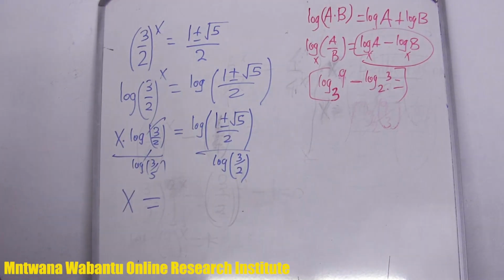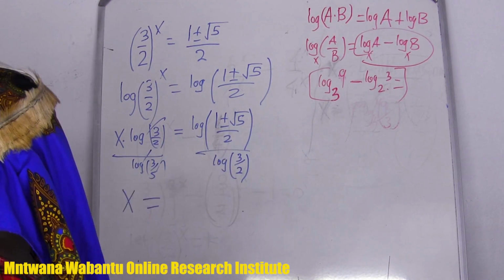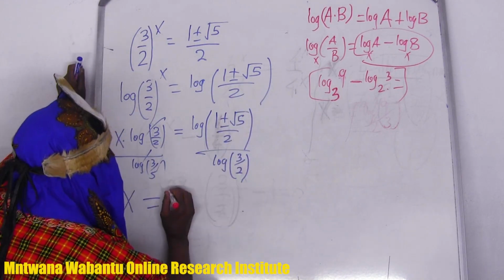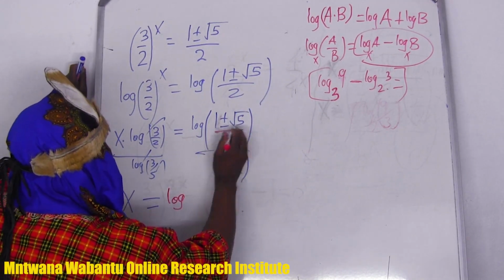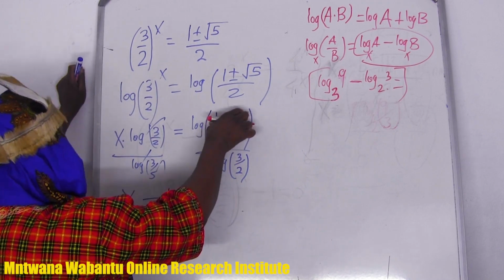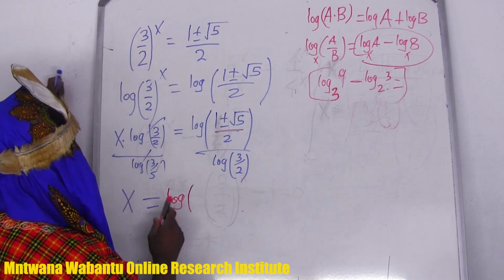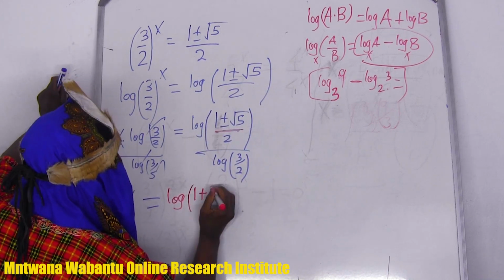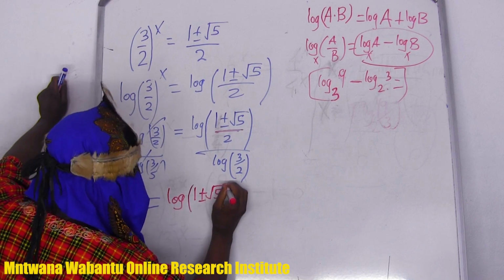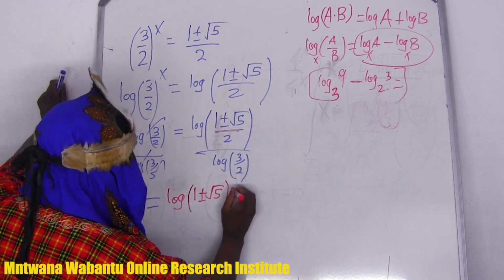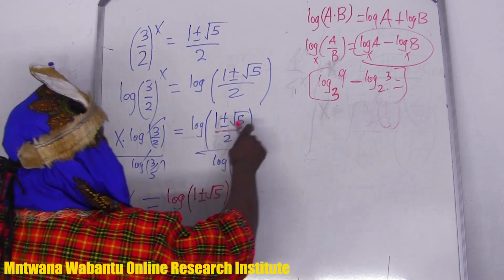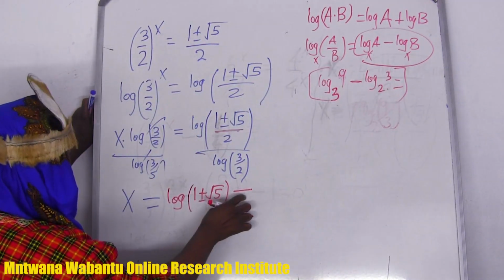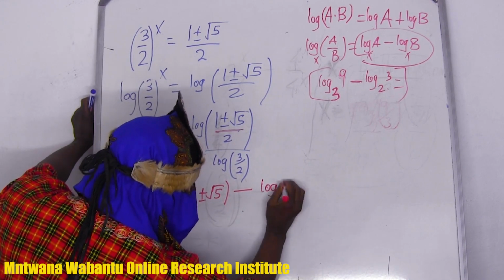So let me not waste time, because now we're not learning the rules of the logarithm. We want to solve this question. So I'm going to do the same thing here. See there's a division here? I'm going to say log of the top, because you cannot take the square root of 5. So I'll say log of 1 plus or minus square root of 5, and because there's a division here, we're going to minus log of the second. It's like here, log of a minus log of b. So log of the top one minus log of the second one.